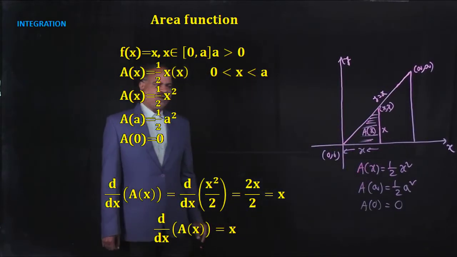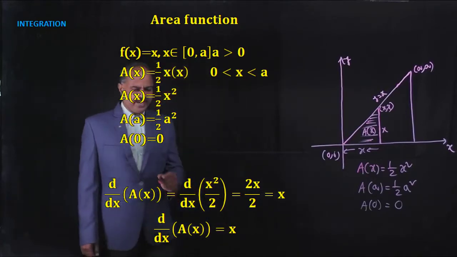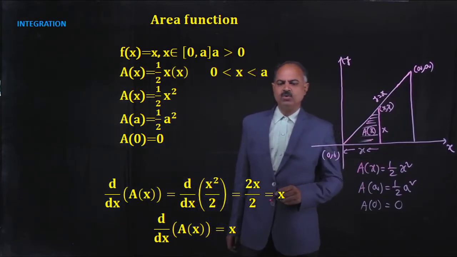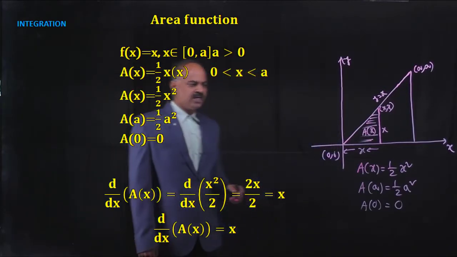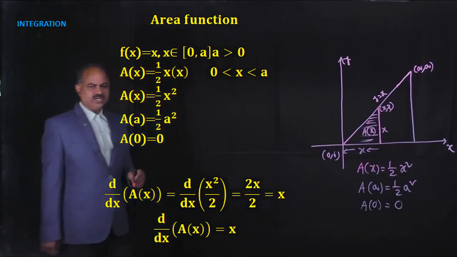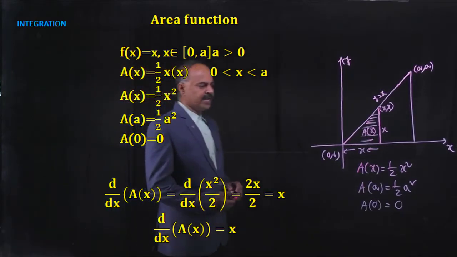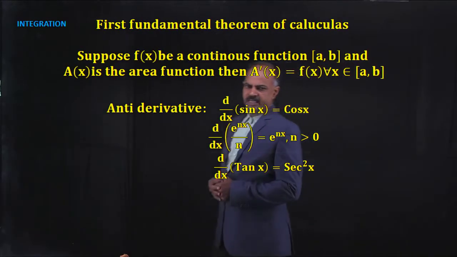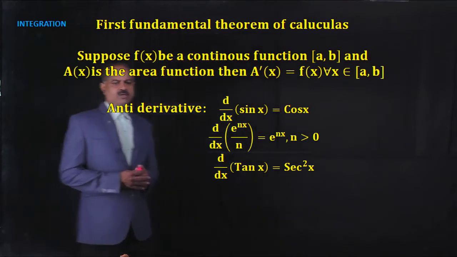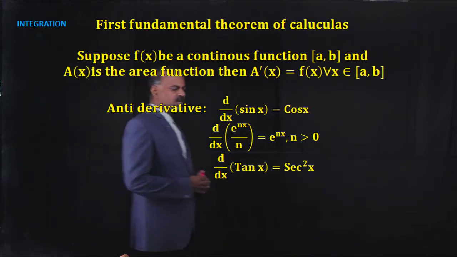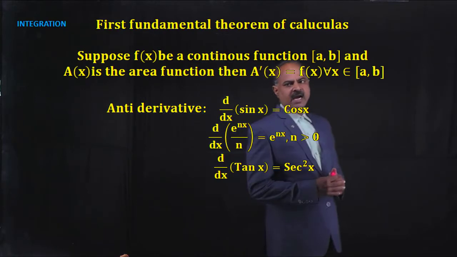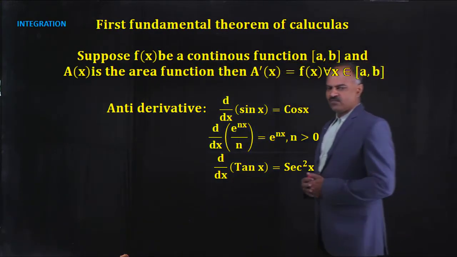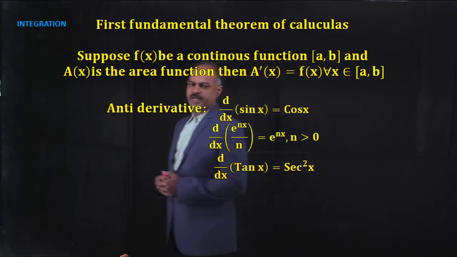d by dx of A of x equal to d by dx of x square by 2, that is equal to 2x by 2, that is equal to x. So therefore d by dx of A of x equal to x. Next, first fundamental theorem of calculus. Suppose f of x is a continuous function on the closed interval a comma b and A of x is the area function, then A dash of x equal to f of x for all x belongs to a comma b.